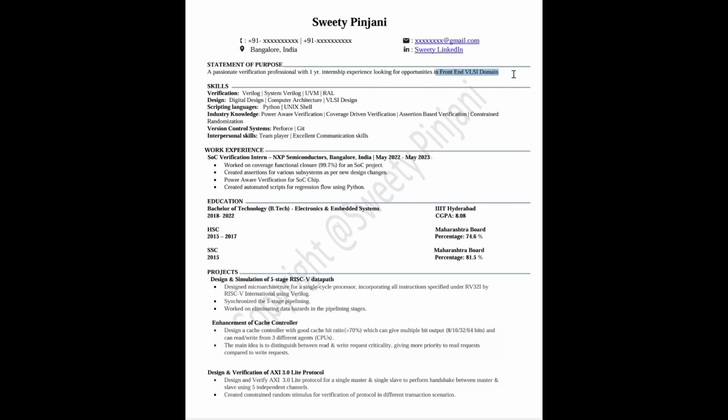I call them keywords. For example, if you see in this one statement of purpose, how many keywords I have used. Verification is one keyword. 1 year, second keyword. Then internship, another keyword, fourth. Front end VLSI, fifth keyword. So mainly we have used keywords which give the important information.